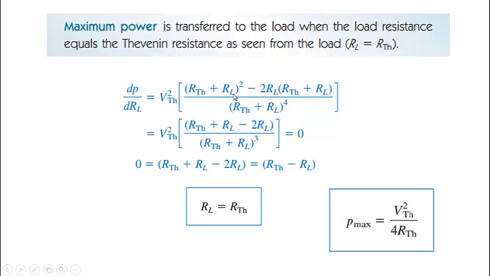Now by opening this up, this will be equal to RTH square plus RL square plus twice RL RTH, minus twice RL RTH, minus twice RL square. The twice RL RTH and the minus twice RL RTH will cancel out. This is minus twice RL square, plus RL square. So RTH square minus RL square will be equal to 0.